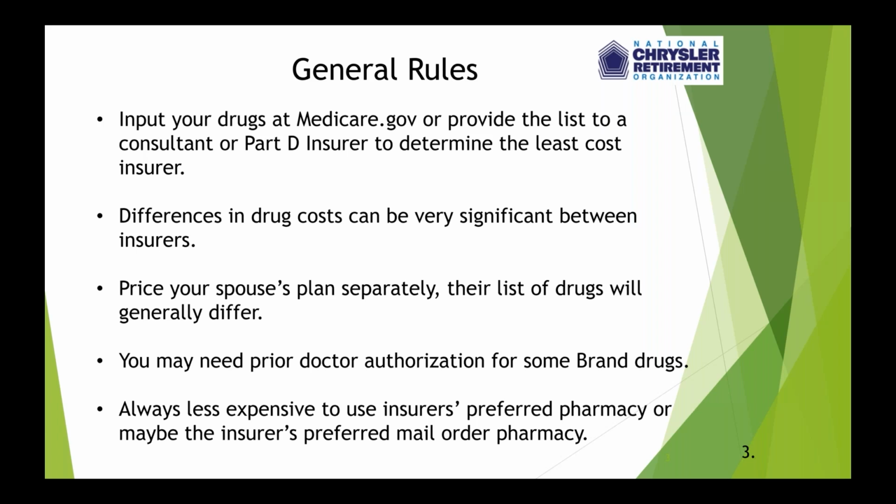You've got to price your spouse's plan separately because their list of drugs is generally different. It's seldom that you have exactly the same drug list. You don't need to have the same insurer. You want to go with whoever's going to be the least cost for you individually.